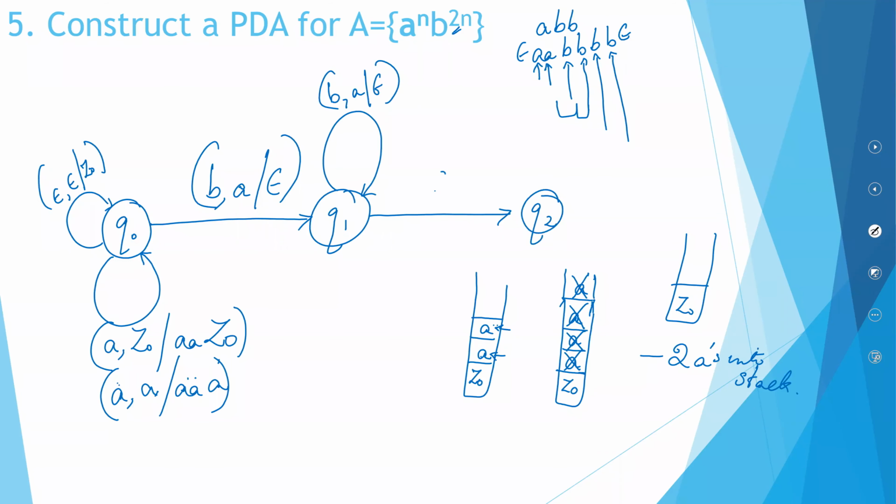So you have reached the end of the string, epsilon. The top of the stack is Z0. Leave it as it is. This is your final state. So this is the pushdown automaton for A raised to N, B raised to 2N. The only thing you do is, instead of pushing in a single A into the stack, you will be pushing in a double A into the stack, and the remaining operations are the same.